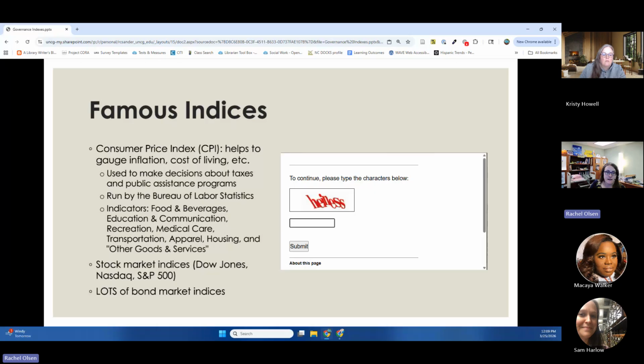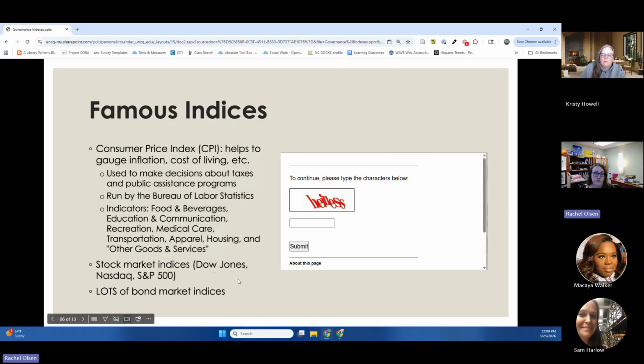The Consumer Price Index is a pretty famous one. It is published by the Bureau of Labor Statistics, and it's used to make decisions about things like taxes and public assistance programs. It has to do with inflation and cost of living, and they use these indicators here. I'm not going to read them all off, but you can see them.